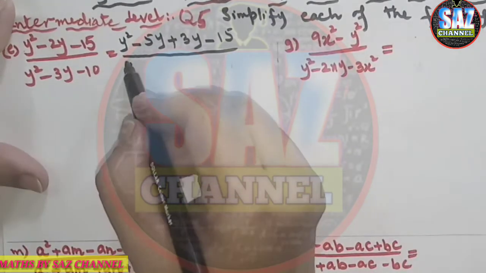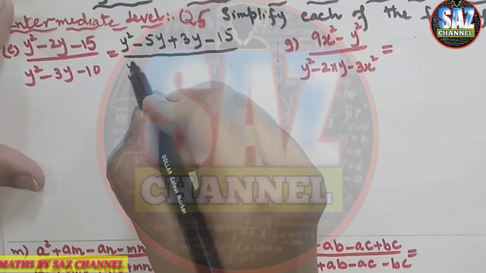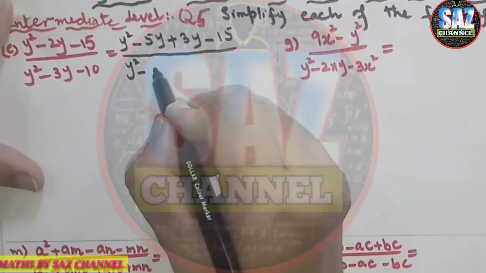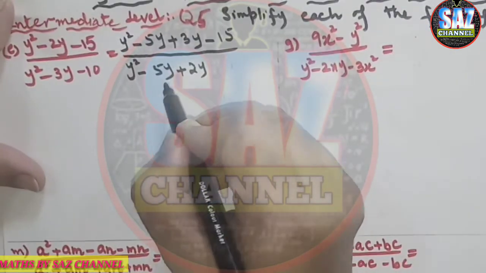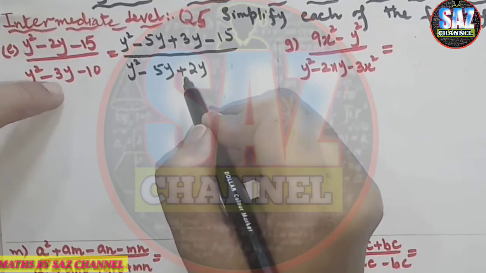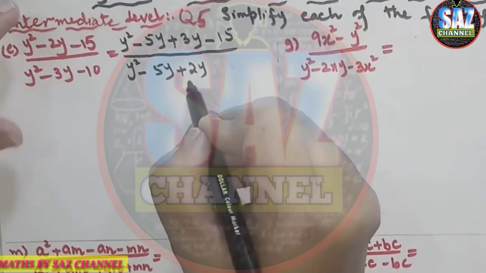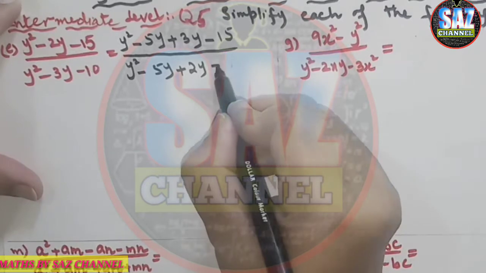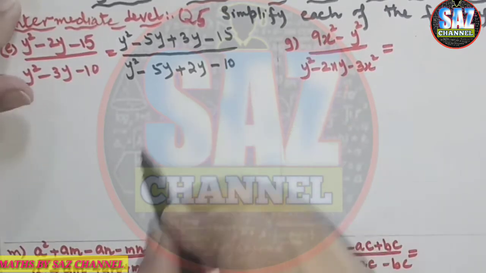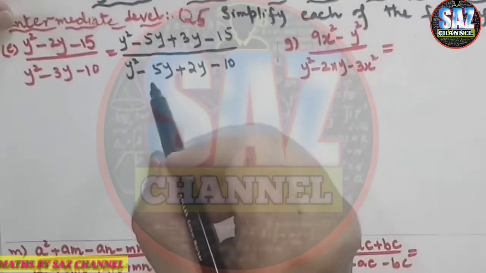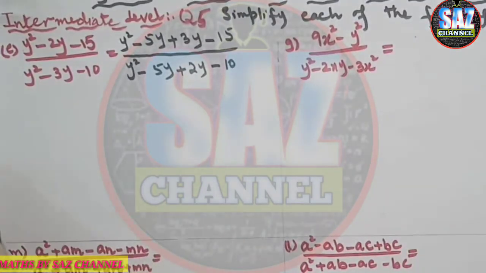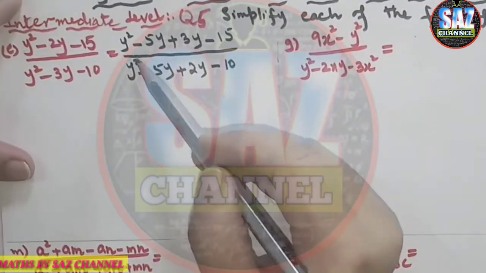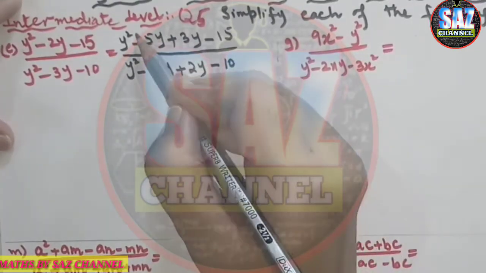So for this, the suitable choice will be y square minus 5y plus 2y minus 10, because minus 5 plus 2 will give me minus 3, and minus 5 multiplied by 2 can give me minus 10. So this will be the proper breakage of the middle term of the denominator. Now in both the numerator and denominator, the expression is divided into 4 terms.